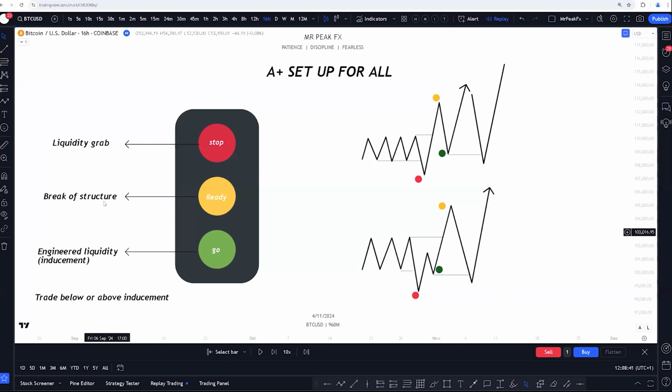Let me recap all over again. Just like the way we have the conventional traffic lights, where red means stop, yellow means ready, and green means go. In Forex trading, the stop means liquidity grab. Break of structure means you should be ready to trade in that particular direction. Then once there is engineered liquidity, it's simply telling you to go. So take note that you trade below or above inducement areas or engineered liquidity areas, which is these two setups that I've given you. If you can wait patiently to always see this setup on the chart, you are definitely going to make money.